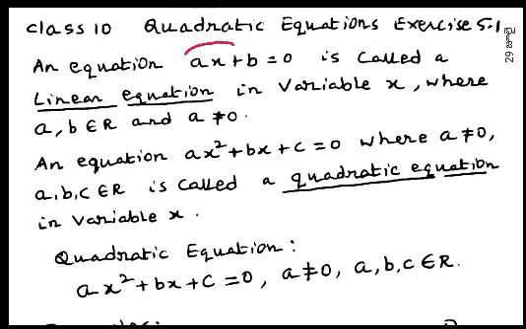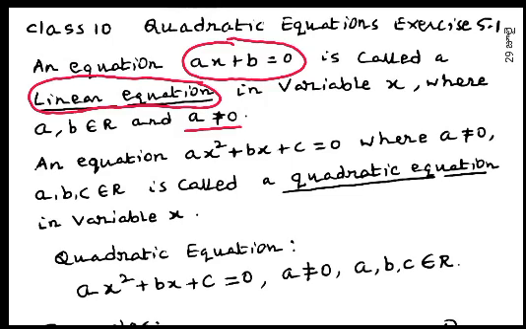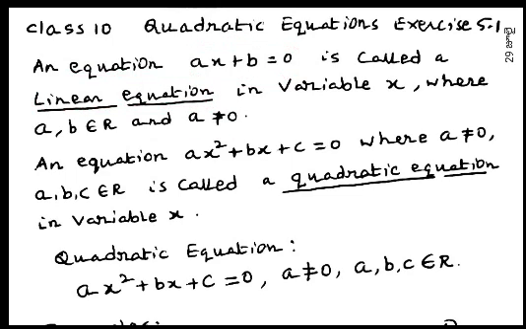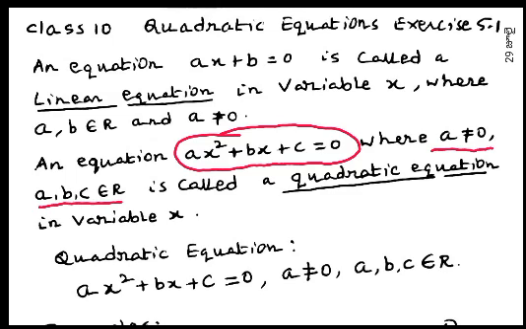An equation of the form ax plus b, where a is not equal to 0, is called a linear equation. An equation of the form ax square plus bx plus c equal to 0, where a is not equal to 0 and a, b, c are real numbers, is called a quadratic equation.